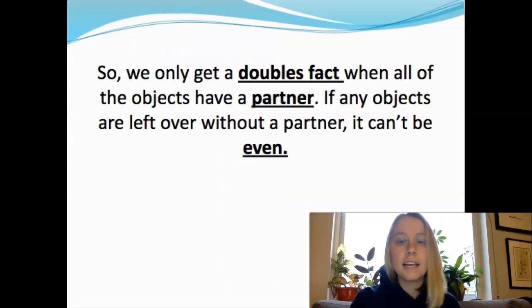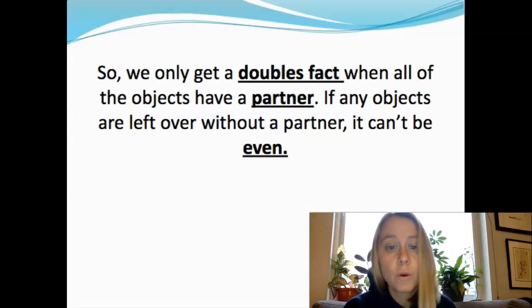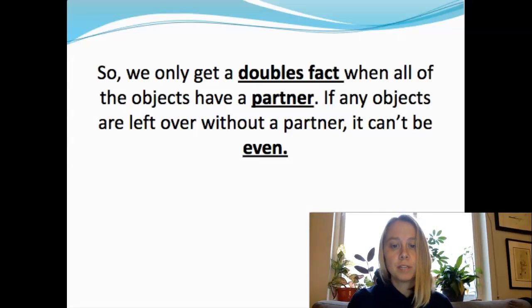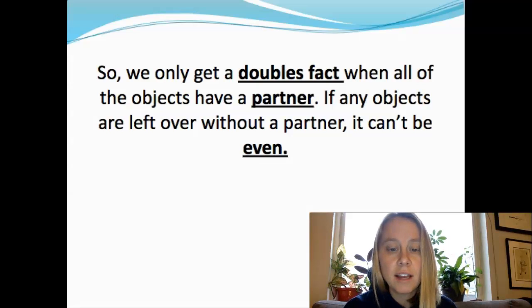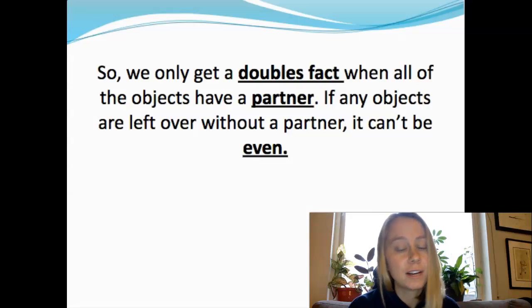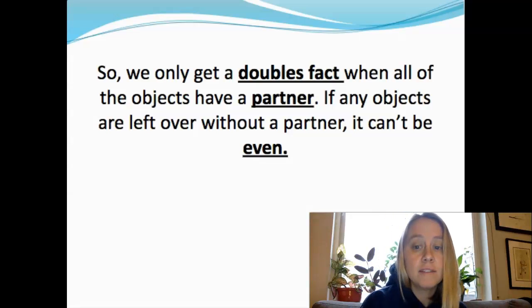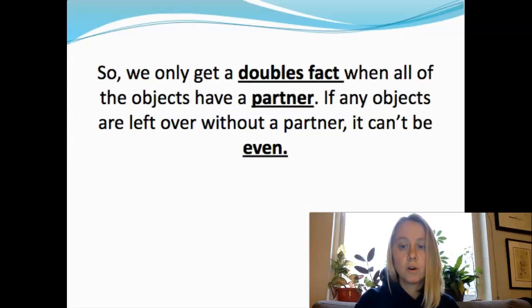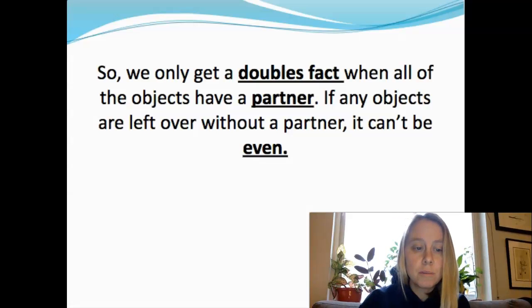So what we've learned today is we only get a doubles fact when all of the objects have a partner. So I think those are important vocabulary words. Doubles fact is when each object has a partner. If any objects are left over without a partner, it cannot be even. Even numbers have to have partners or pairs. So that's what you're going to practice today in your problem set and your exit ticket.